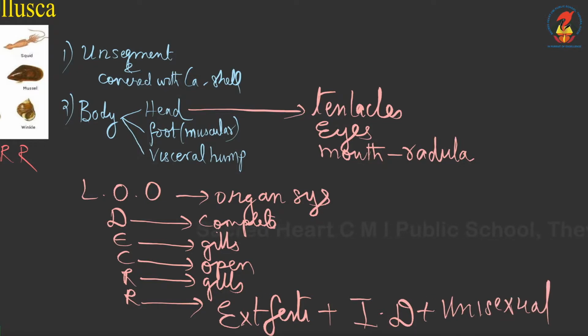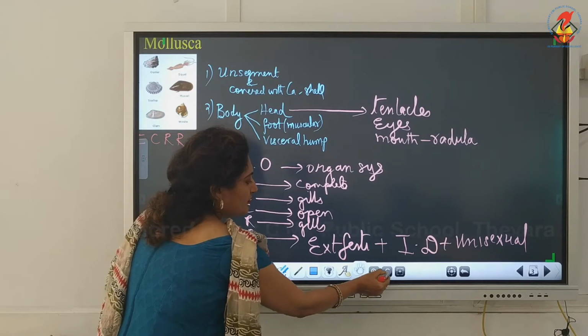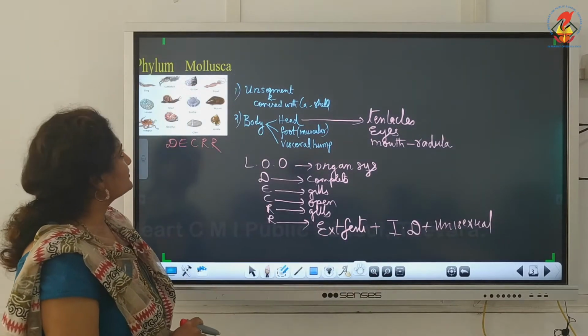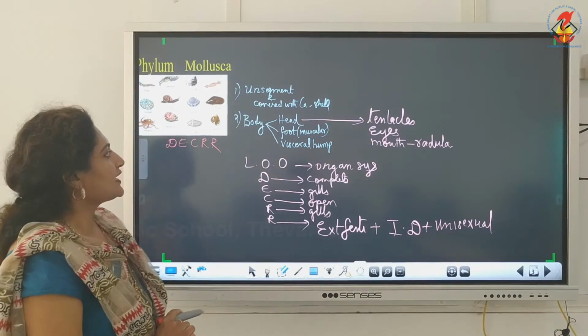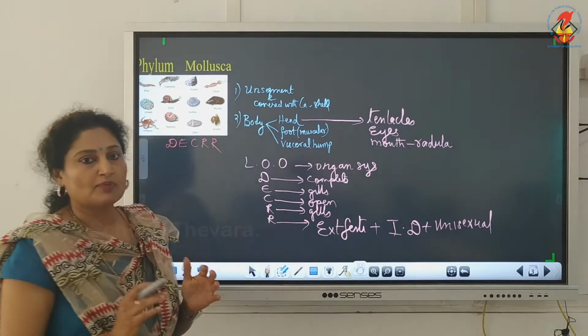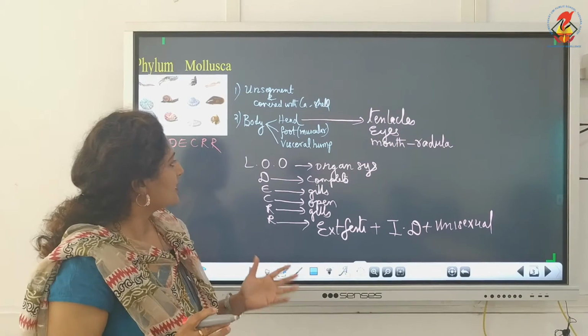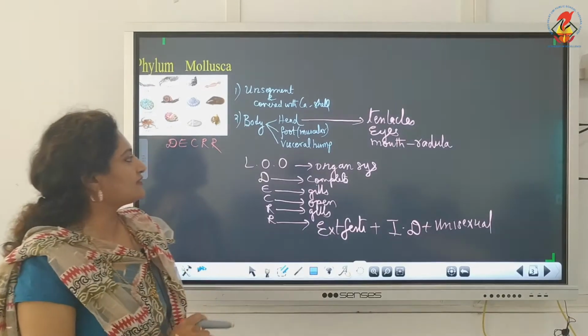So, I hope you have understood. Phylum Mollusca. The second largest phylum is Phylum Mollusca. The distinct feature is unsegmented, covered with calcareous exoskeleton, and the body has three parts: the head, foot, which is muscular, and the visceral hump.